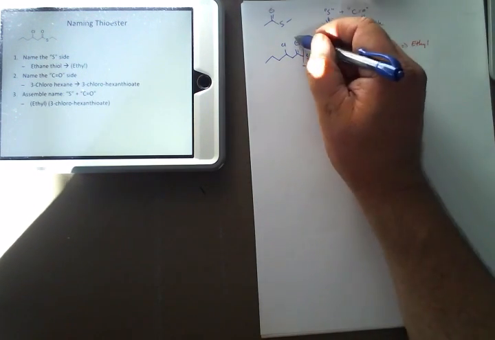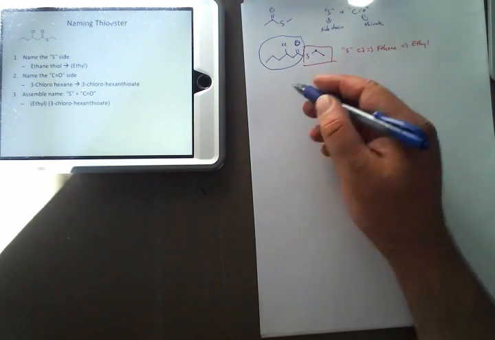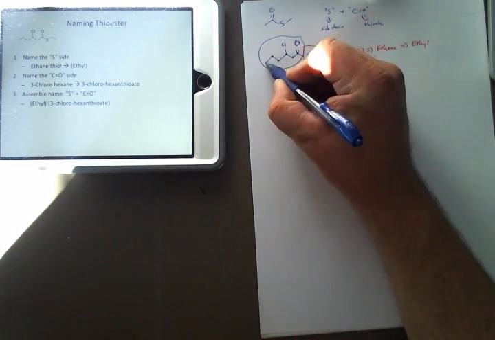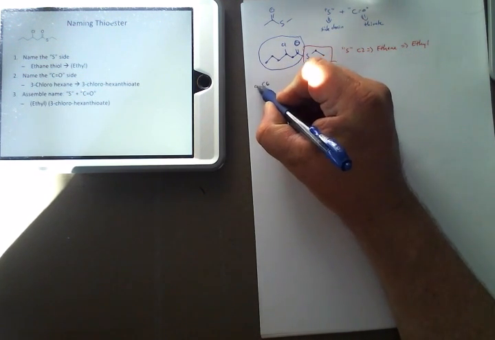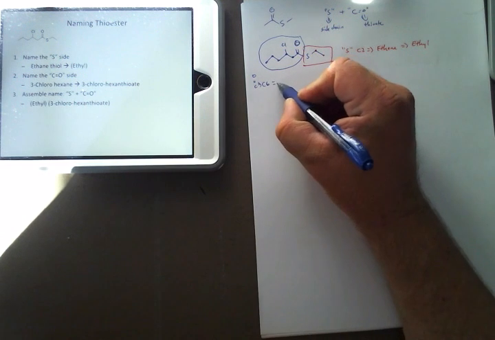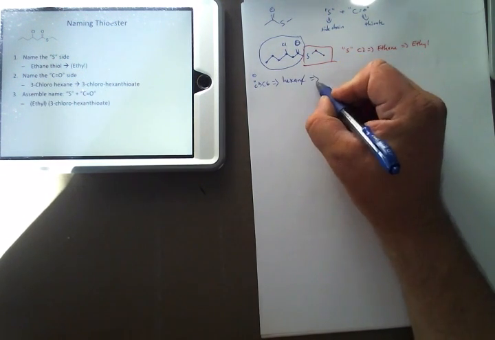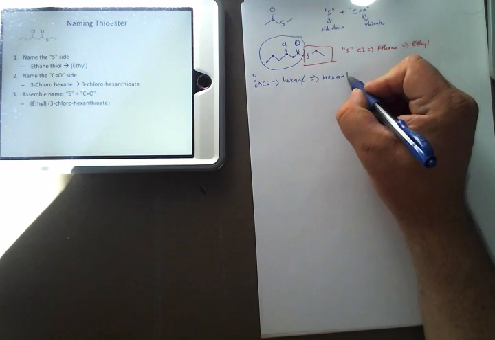Then we have to do the C double bond O side. So this becomes 1, 2, 3, 4, 5, 6, so C6. For the C double bond O, it would normally be hexane, but we're going to take the E off and it becomes hexanethioate.